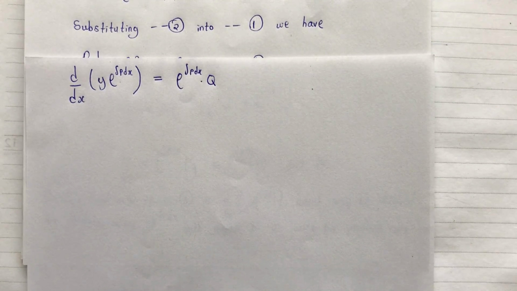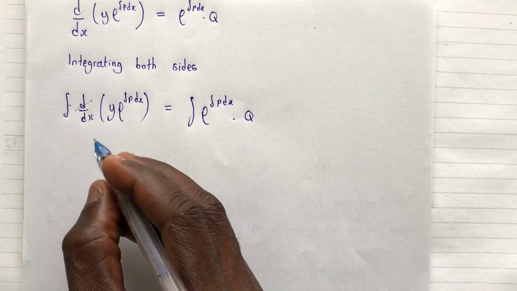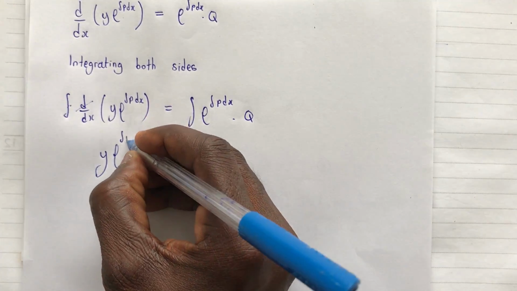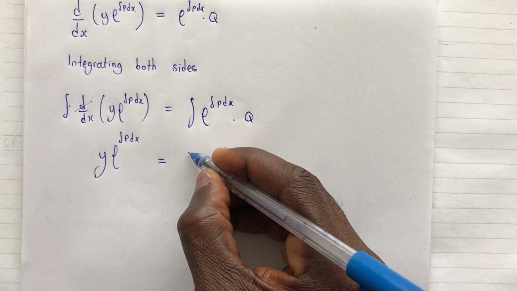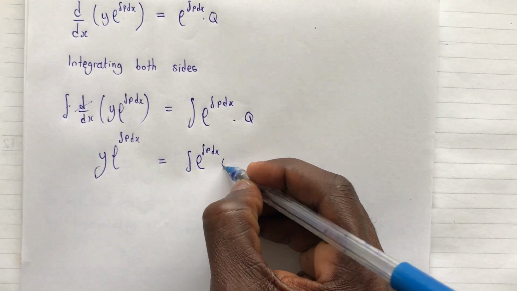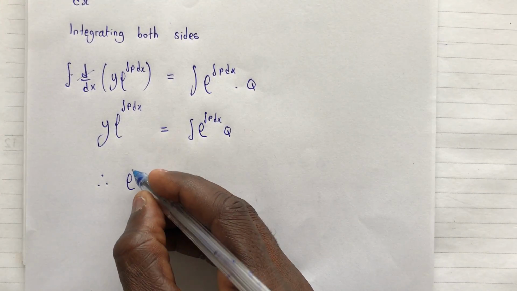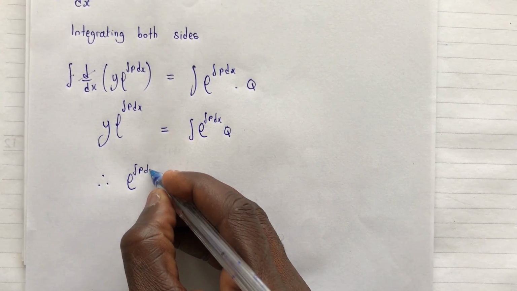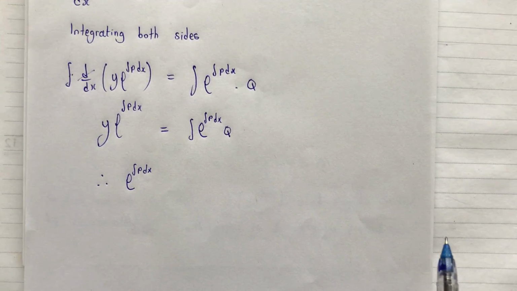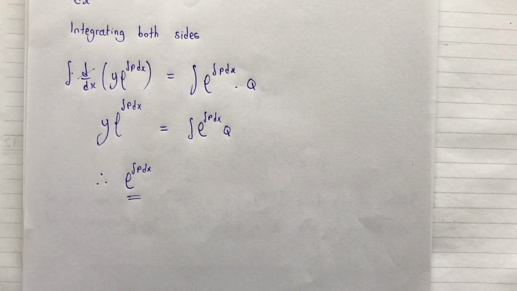Our next step is to integrate both sides. So integrating both sides, what are we getting? The integration side will now take care of this derivative function, and we have y e^(∫p dx) equals the integral of e^(∫p dx) times q. So our integrating factor here is e^(∫p dx). Don't forget this e is an exponential function. And this is the end of the linear first order differential equation.